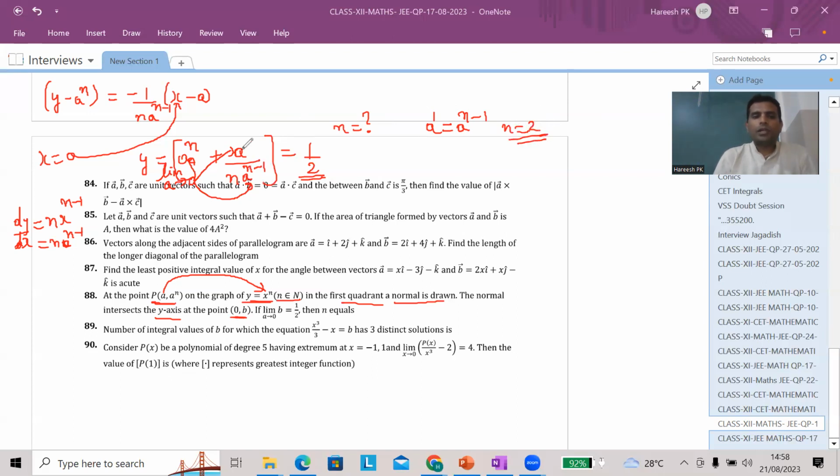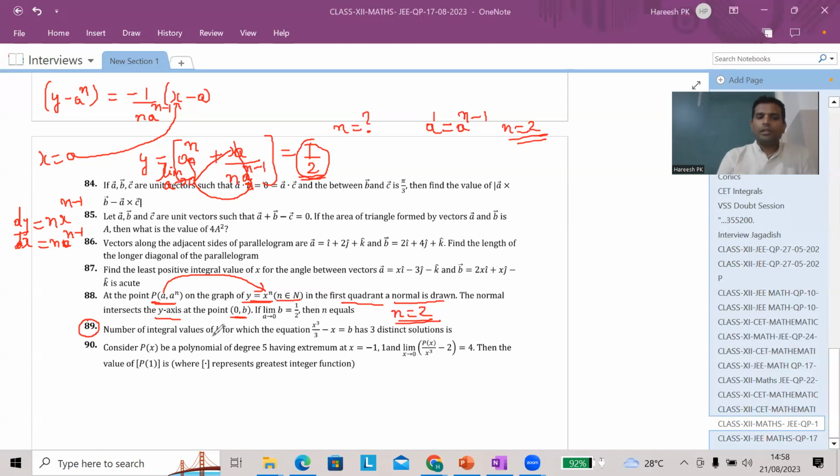And when I substitute n as 2, this will get cancelled. And what will remain is 1 by 2, which is what they are telling here. So what is the answer to this? N has to be 2. Only then that 0 by 0 term will get cancelled. So easy question and a good question. Let's move to 89th question. I hope you have noted this down. 89th one.